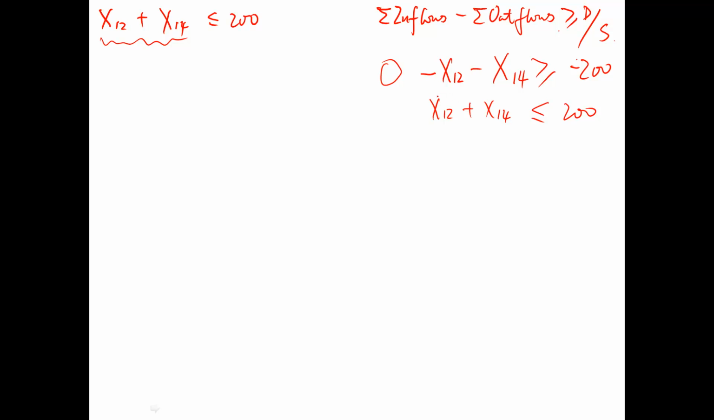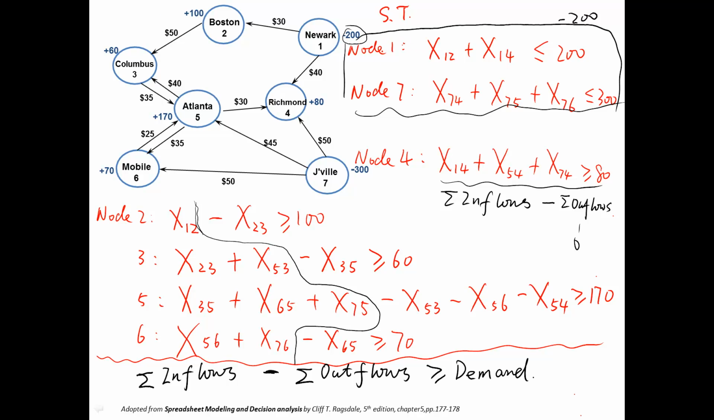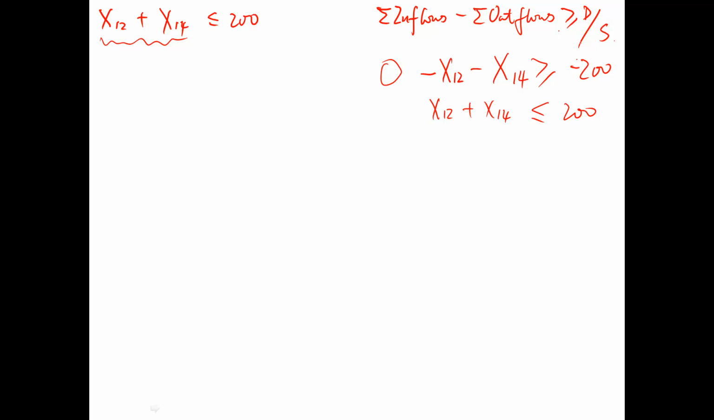So with this, we can put all of our constraints, whether it's a supply node or a demand node or the transshipment node, all in the same format: inflow minus outflows greater than or equal to the demand or supply. And we can use the greater than or equal to sign because our total supply is greater than the total demand.